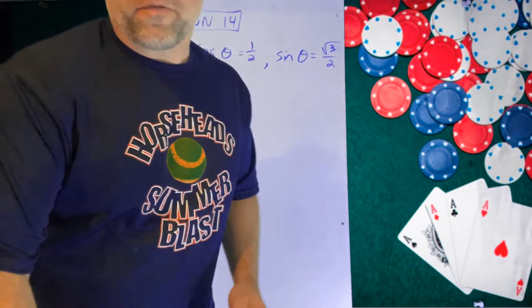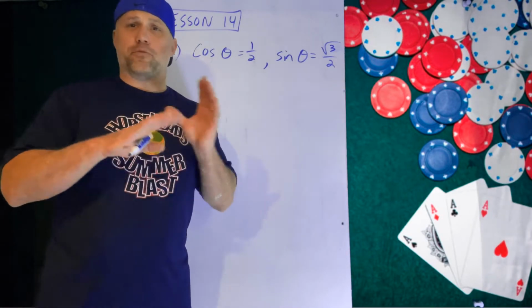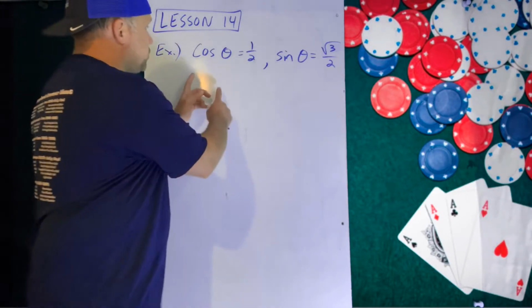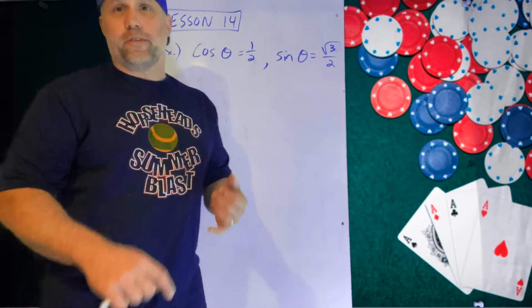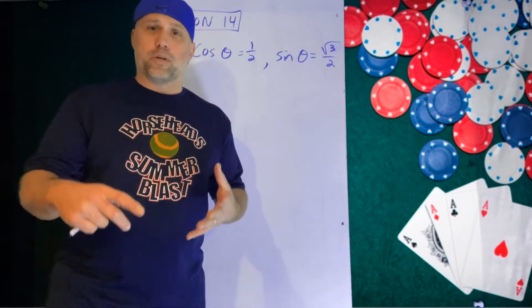All right. So first example, I'm giving you 2 pieces of information and asking you to find the remaining. So again, when we're done, we'll have all 6. Right now we have 2 of them. We have cosine and sine, so we need to find tangent, secant, cosecant, and cotangent. So how are we going to go about doing that?